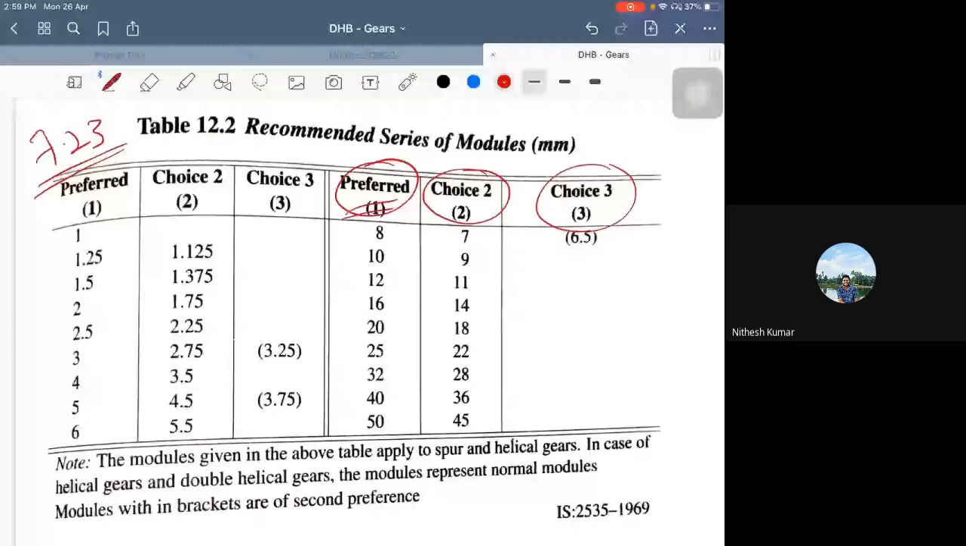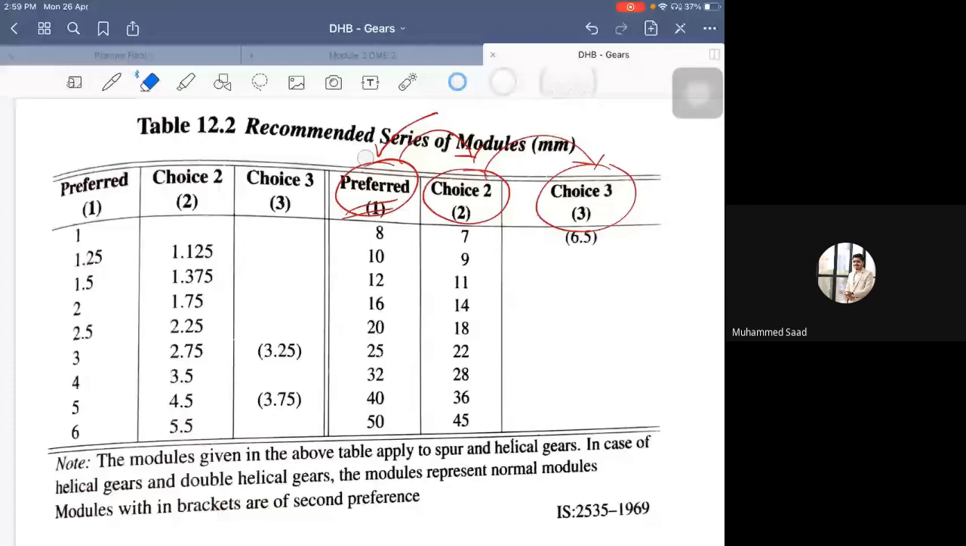If this is not available in your workshop, then you have to go for choice number 2. If choice number 2 is also not available in your workshop, then you have to go for choice number 3. Got it, everyone? Is this clear? So always you go for preferred, then choice 2, and then choice 3. For our problems, you are not an industrial person, you are just solving problems. For solving the problems, always go with preferred. That's enough for us.